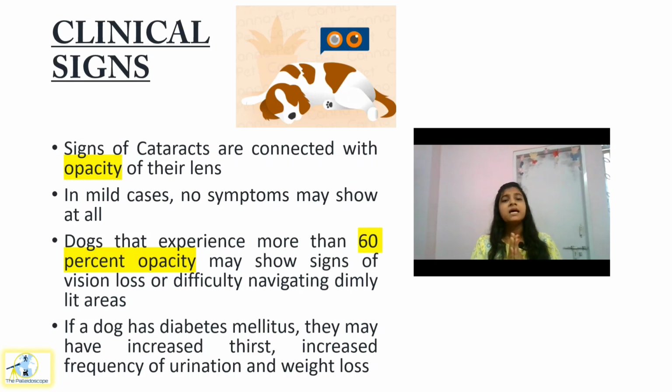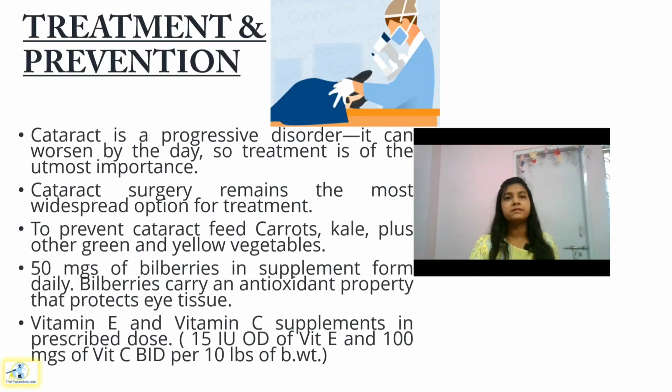If a dog has diabetes mellitus, they may have increased thirst, increased frequency of urination, and weight loss may be seen, and this ultimately leads to cataract. You will be able to see clinical signs like this in diabetes mellitus patients.